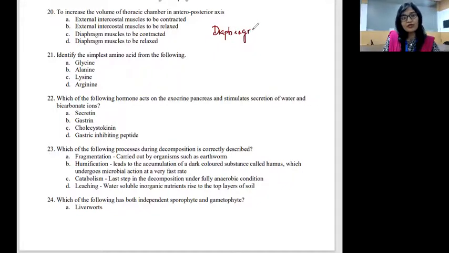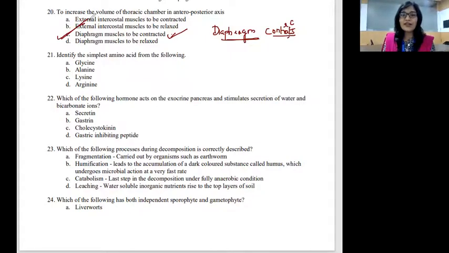So the diaphragm is going to contract. And even the internal intercostal muscles also contract. But the question is not given like internal intercostal muscle. They are given only external. So you cannot choose this option. So we will leave the first two options. Diaphragm muscles contract. When they contract like this, they open the thoracic cavity like this so that the air comes inside. So the answer is going to be option C.